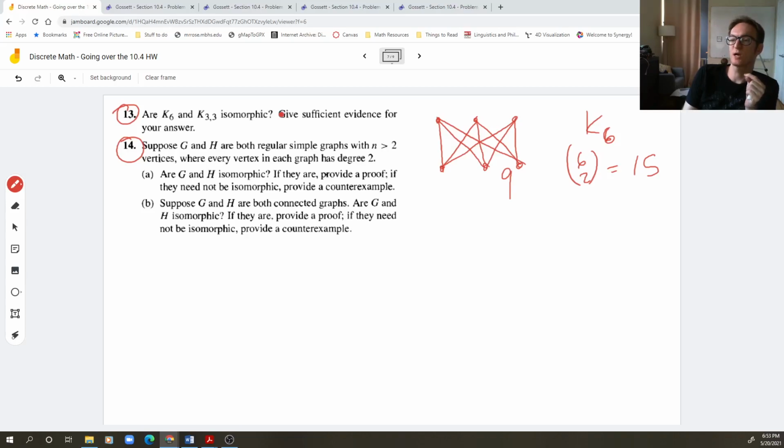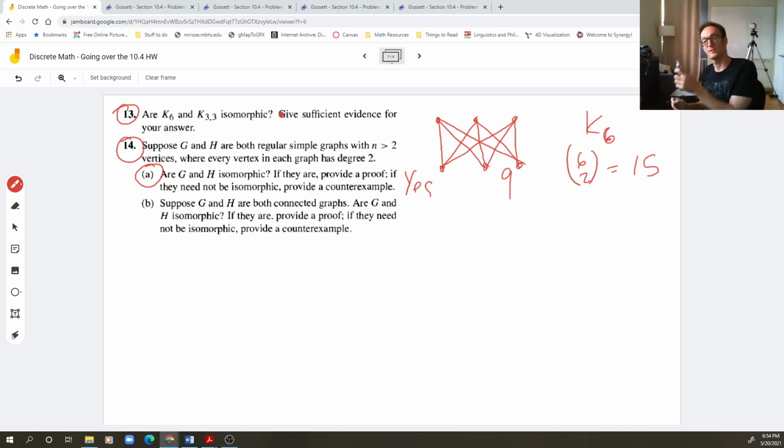G and H isomorphic. Suppose G and H are regular, simple graphs with n greater than 2 vertices, where each vertex has degree 2. Okay, so basically, if every vertex has degree 2, what's the classic graph where every vertex has degree 2? The cycle graph.